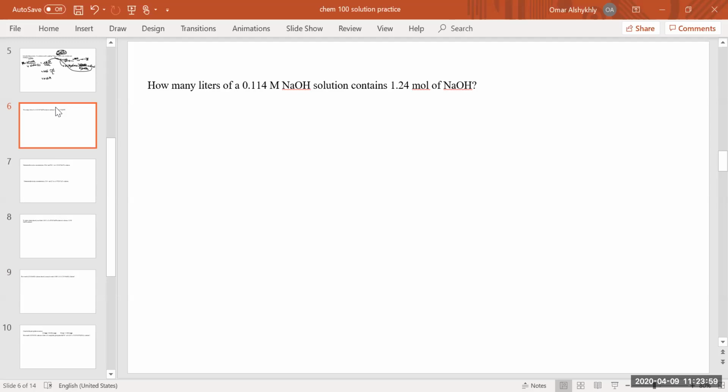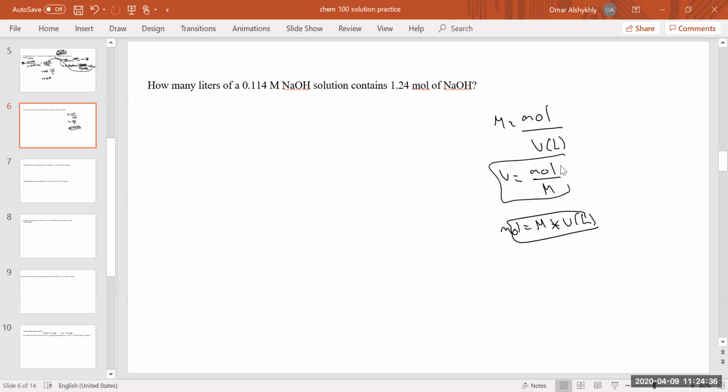Let's look at this example. How many liter of 0.114 molar sodium hydroxide NaOH solution contain 1.24 mole NaOH? We know molarity equals mole divided by volume in liter. So here they are asking for the volume. So volume will be mole divided by molarity. If you need to calculate mole, you will multiply molarity times the volume in liter. But here, you need to use this right now.